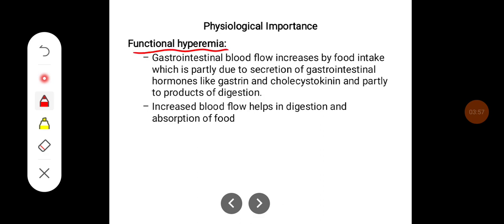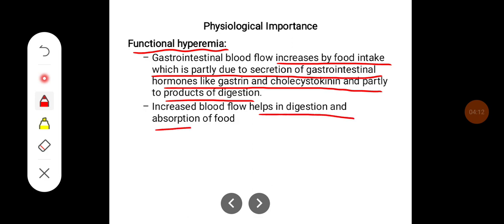Functional hyperemia. Gastrointestinal blood flow increases by food intake, which is partly due to the secretion of gastrointestinal hormones like gastrin, cholecystokinin, and partly the products of digestion. Increased blood flow helps in digestion and absorption of food, which is called as functional hyperemia.